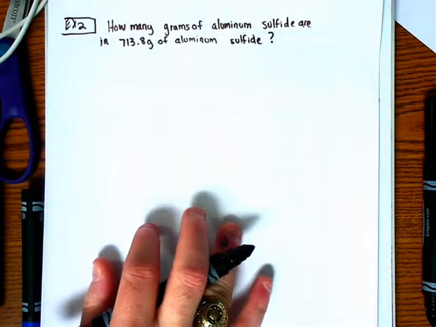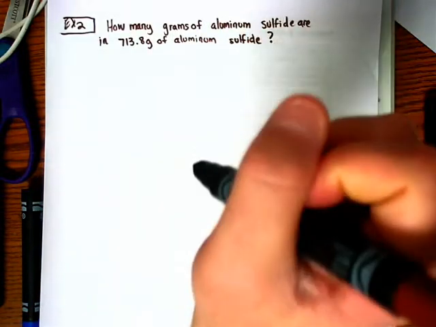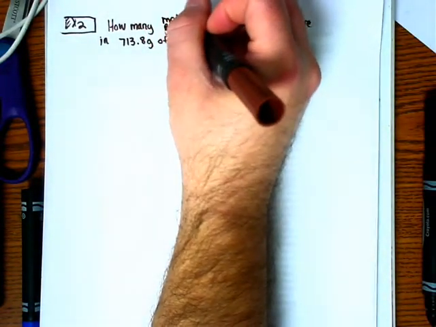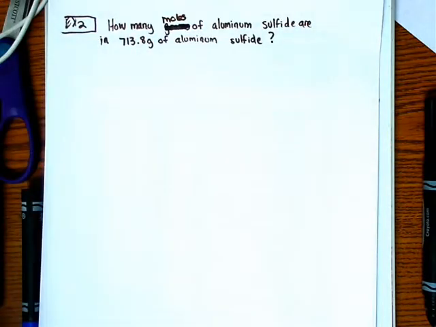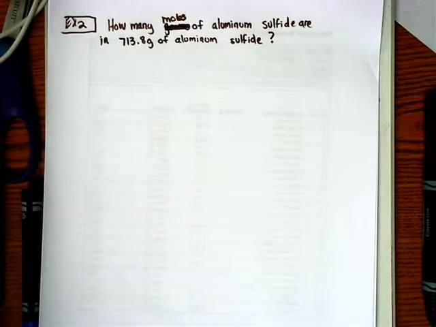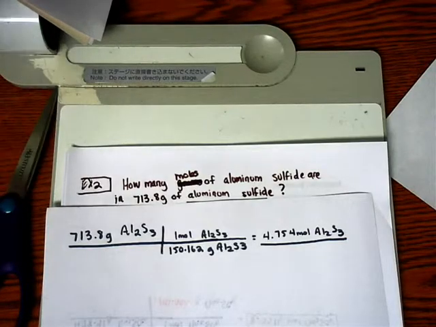How many grams of, I'm sorry, I should have said, how many moles? Let me try something a little bit different. How many moles of aluminum sulfide are in 713.8 grams of aluminum sulfide? So I want you to take your grams of aluminum sulfide and figure out how many moles are in it. The answer here.